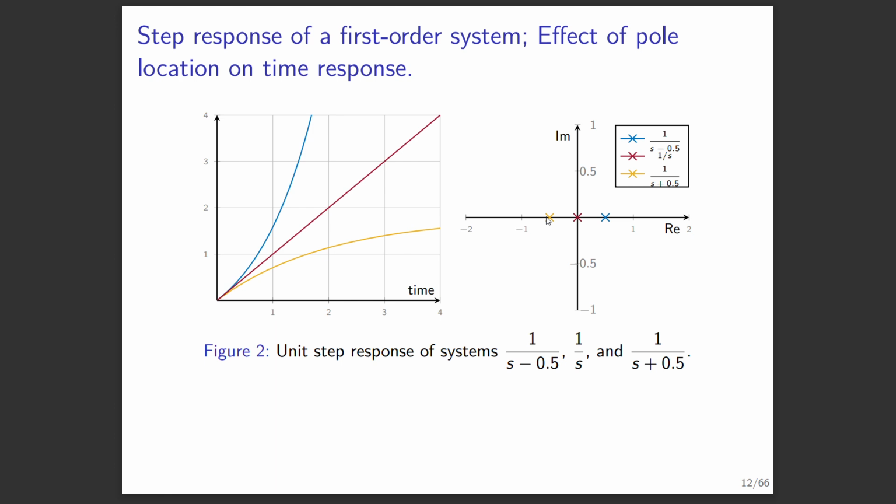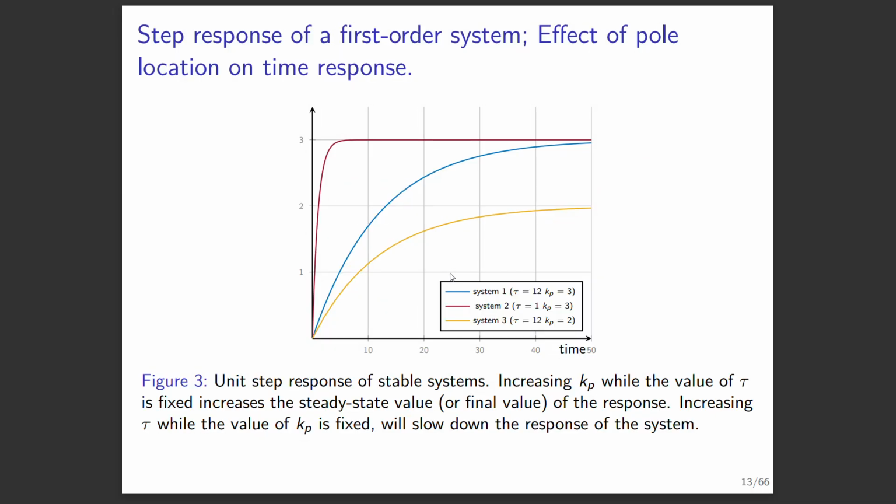Okay, so yellow, which is 1 divided by s plus 0.5, behaves the way we just talked about. But if you have a pole on the right hand side, your response goes to infinity. You have an unstable response. So notice that when we talk about the behavior of first order and then later second order systems, we just are talking about a specific family of them, the stable ones. Now let's assume that we have a stable system.